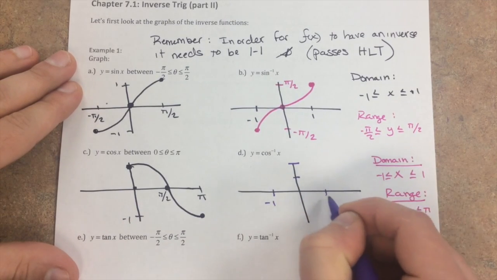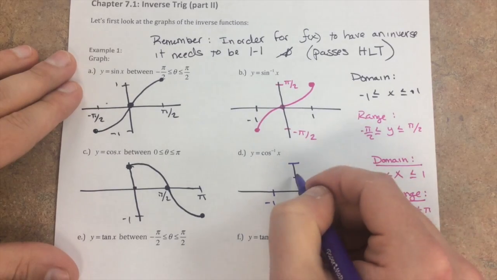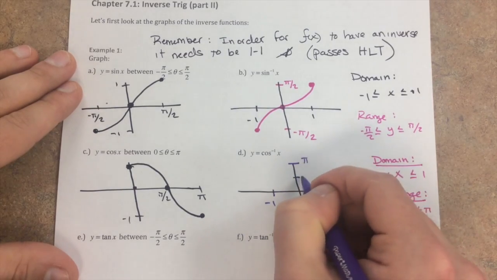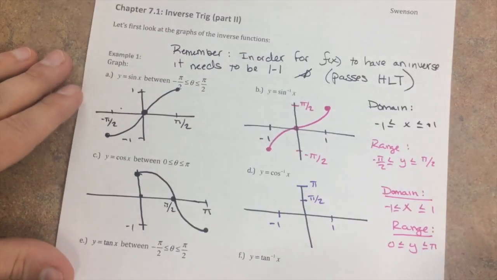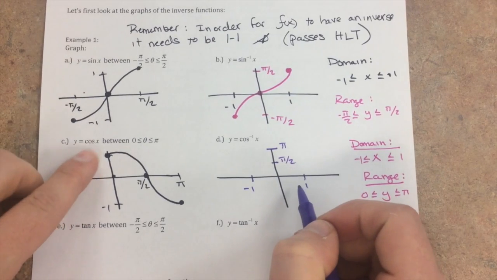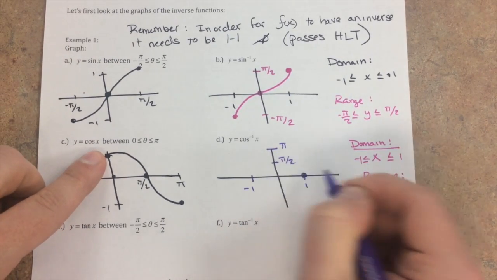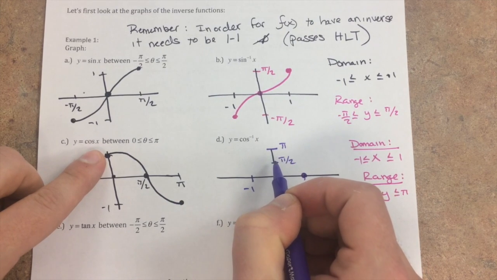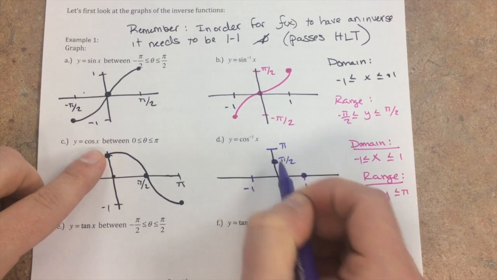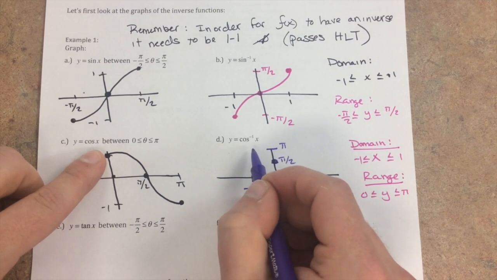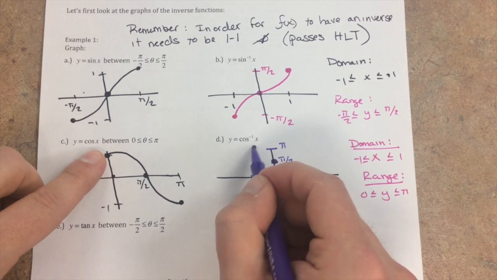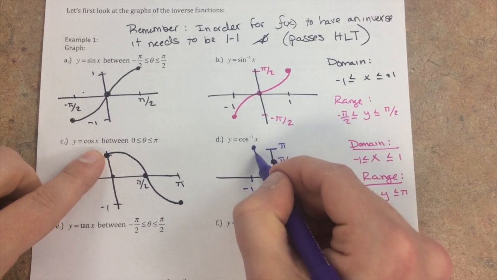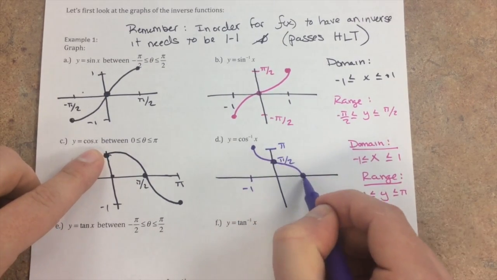Our domain is from -1 to 1, and our range goes up to pi, and this will be pi over 2. Well, when cosine is 0, the y is 1, so we switch those. When the cosine is pi over 2, the y is 0, so we switch those. And when cosine is -1, we get pi. So inverse cosine looks something like this.